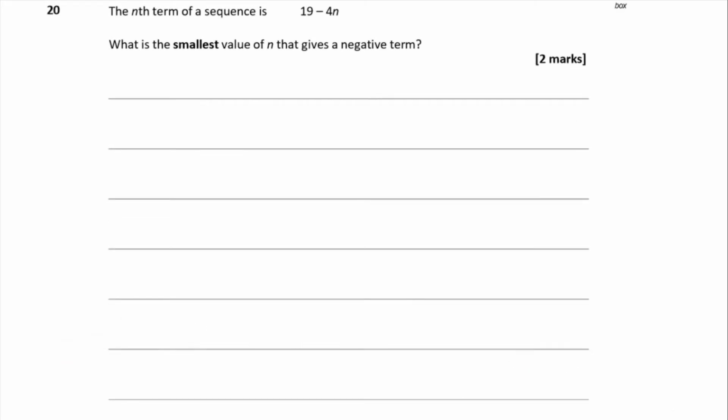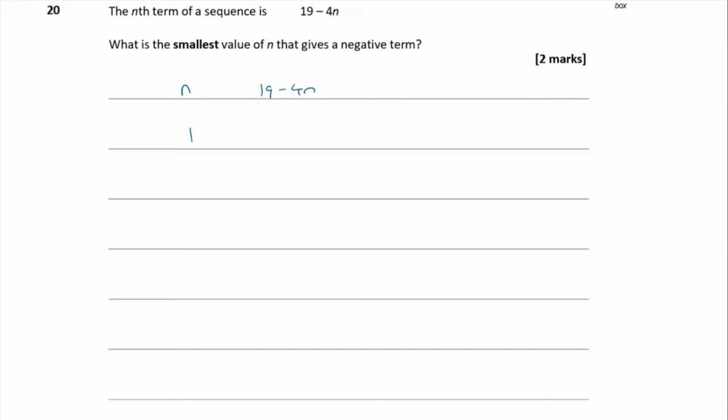Question 20, the nth term of a sequence is 19 minus 4n. What's the smallest value of n that gives a negative term? Okay. Well, let's just generate. I think the quickest way is just to generate a number of terms. So when n is equal to something, what is 19 minus 4n equal to?